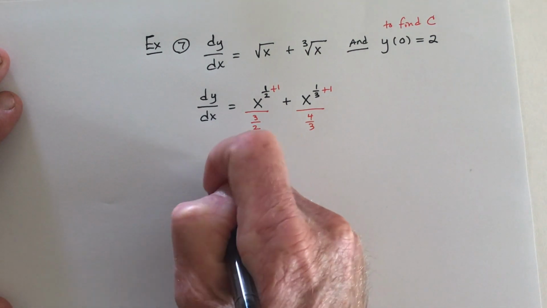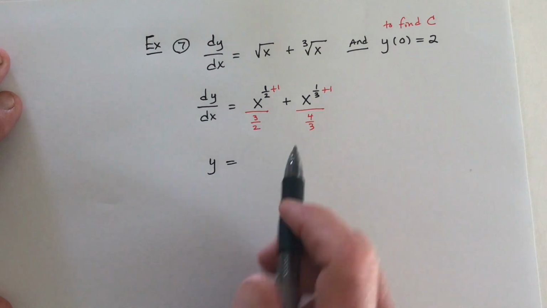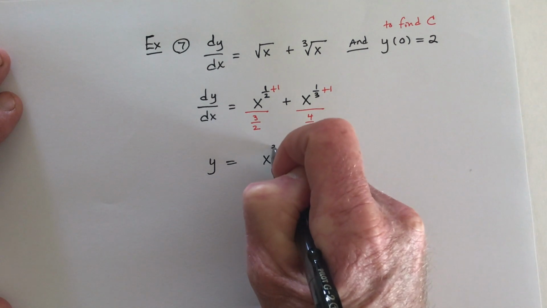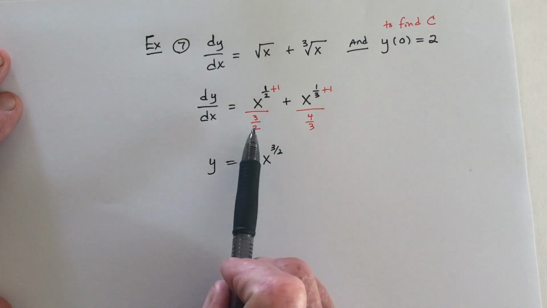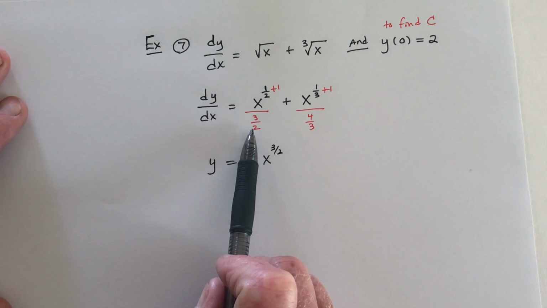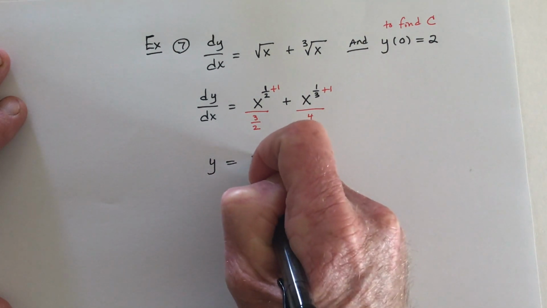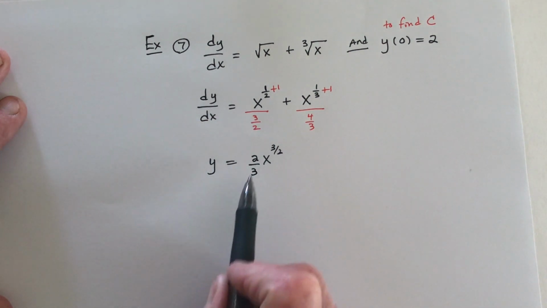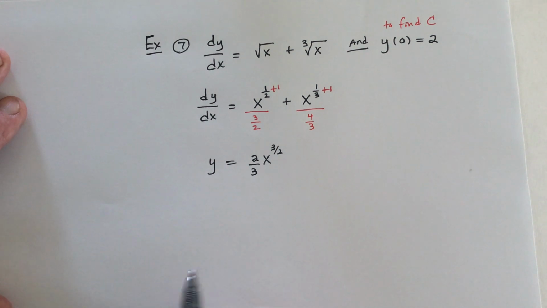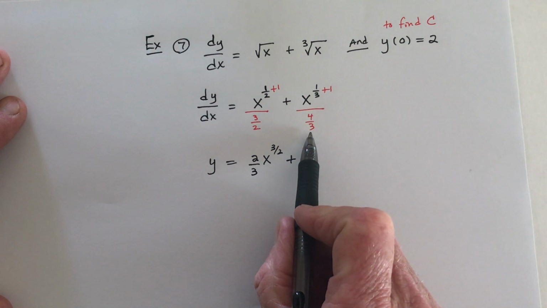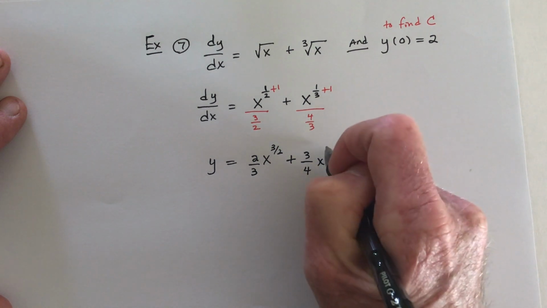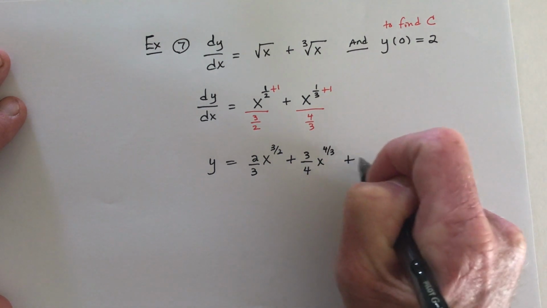So this no longer says derivative, it says y equals. And then this is going to be x to the 3/2. And the rule for dividing by fractions is when you divide by a fraction, then invert and multiply. So instead of 3 over 2 being on the bottom, there's 2 over 3 on the top. And then the next one, invert this: 4/3 becomes 3 over 4. And then it's x to the 4/3. And then we've got the plus c.